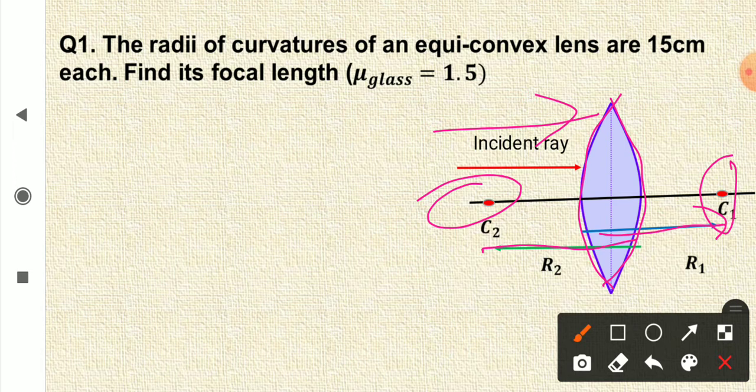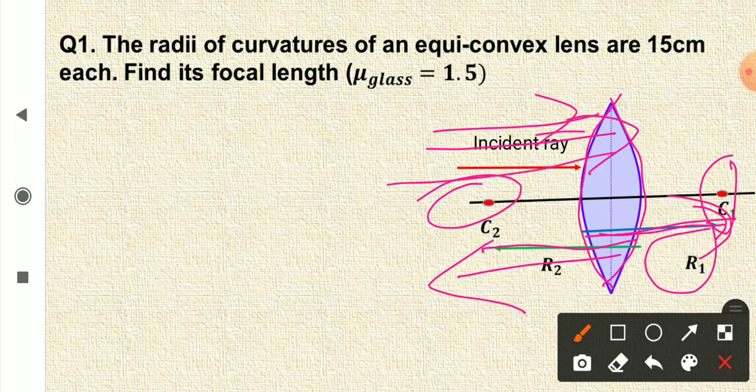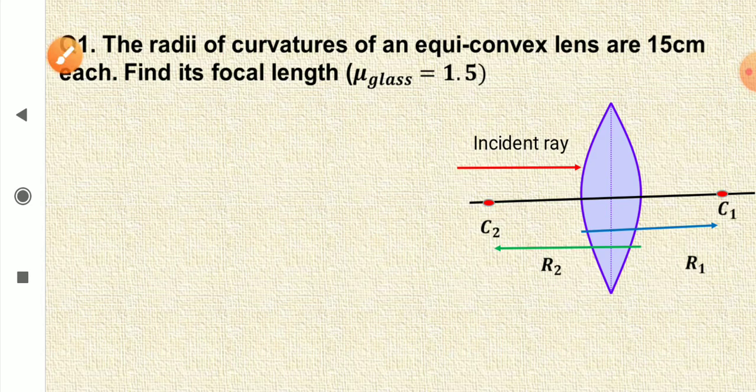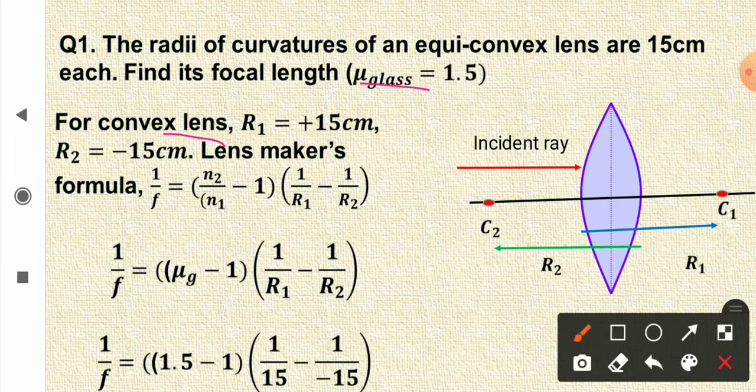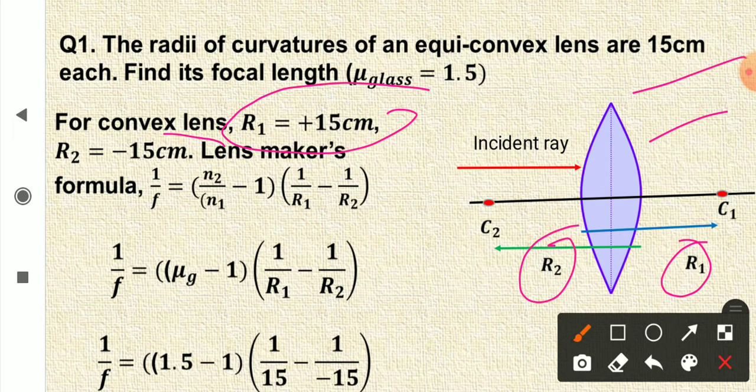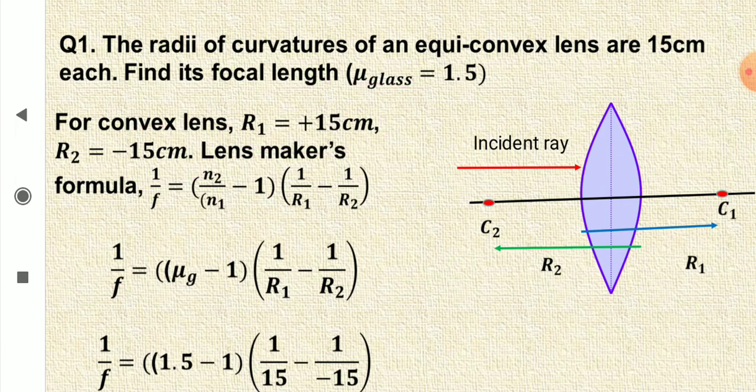Okay, we should be very clear with the sign convention. From here you can see that this R1 is along the direction of incident ray, so R1 is positive, and R2 is opposite to the direction of incident ray, so this R2 is negative. That you must remember. That is why I have shown you this diagram. So for the convex lens, R1 is plus 15 centimeter. Equiconvex means they both have the same radius of curvature but on the other sides, and R2 is minus 15 centimeter. Very important point to note.